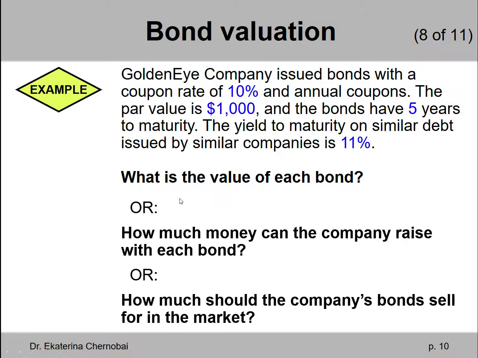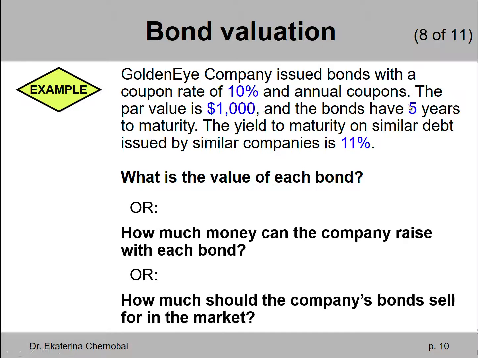This question could be put in different words. How much money can the company raise with each bond? Or how much should the company's bonds sell for in the market? It's all one and the same thing. So 10% coupon rate determines the coupon amount every year. The face value is given as $1,000, which is the same thing as the par value.